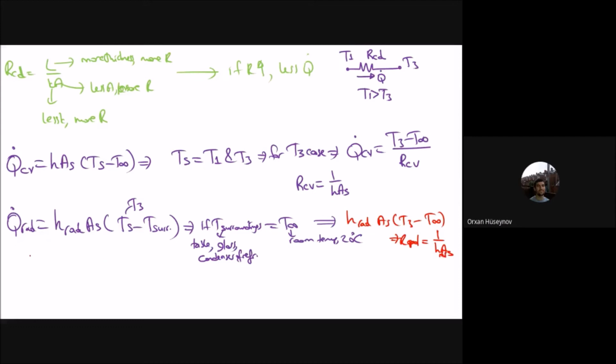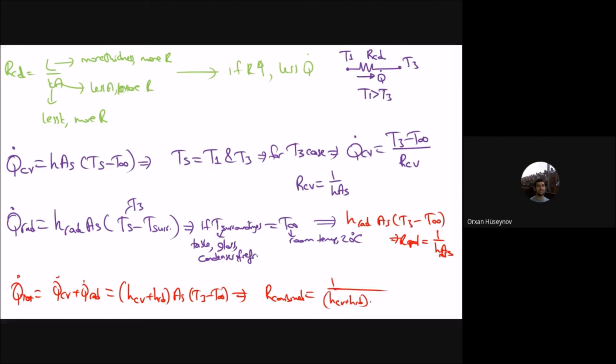And if you combine these two terms here, Q dot total will be equal to Q dot convection plus Q dot radiation. You can write one final result: it will be h convection plus h radiation, times A_s, times T3 minus T infinity. And from here, R combined will be equal to 1 by h convection plus h radiation, multiplied by A_s.